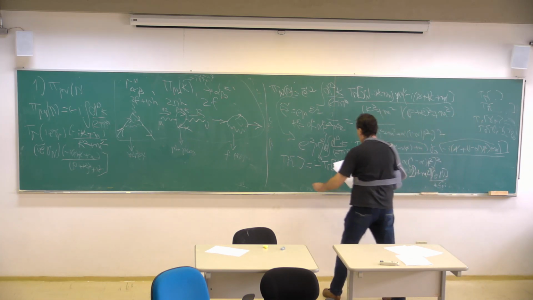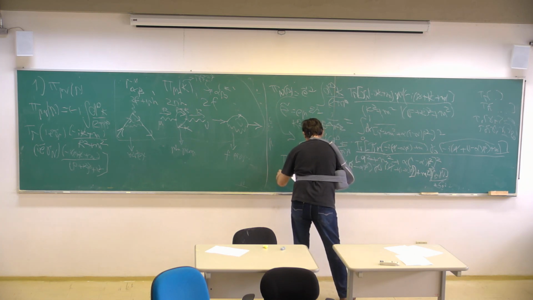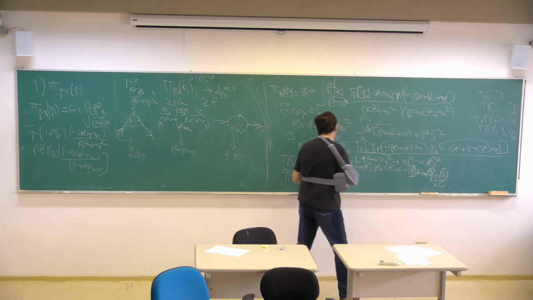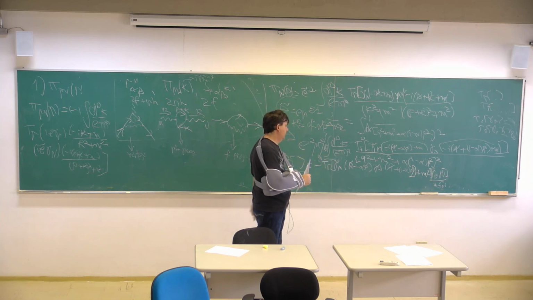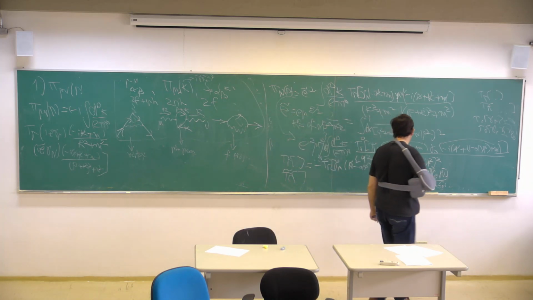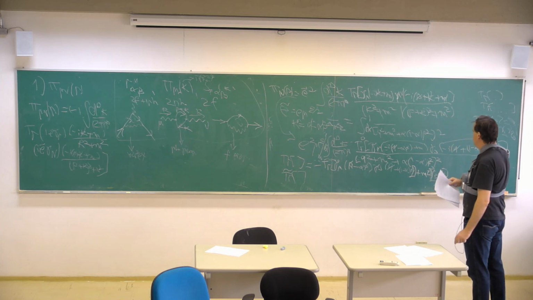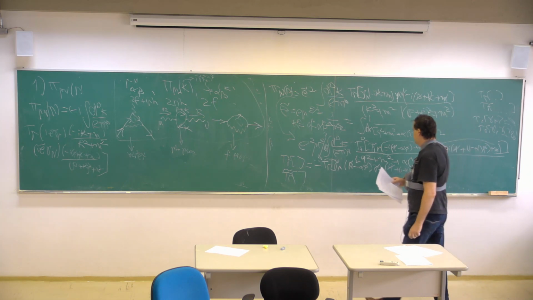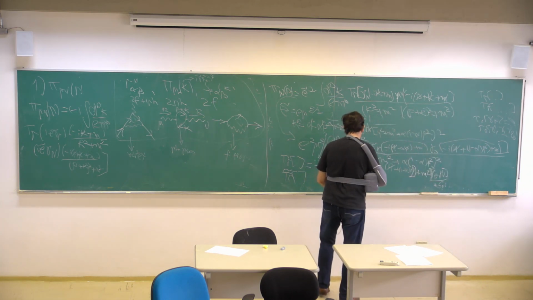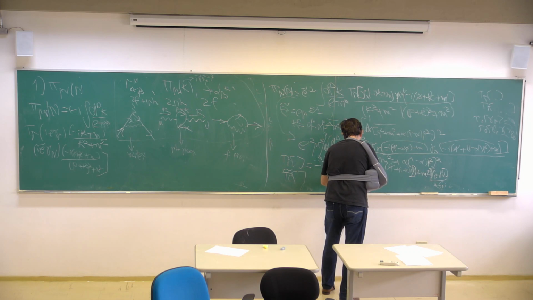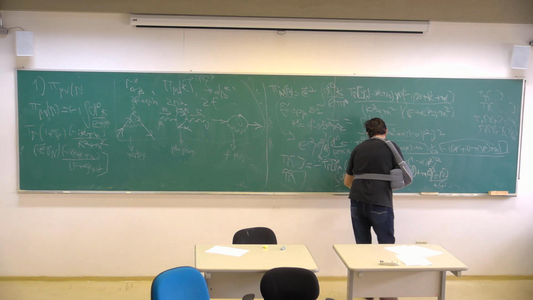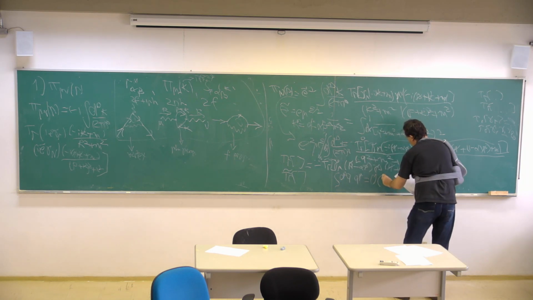So let's calculate this other, this reduced trace. Now I can use Lorentz invariance. So if I would have the integral d d q of q mu, that is 0 by Lorentz invariance.